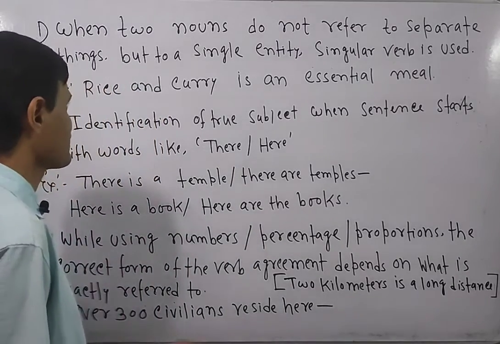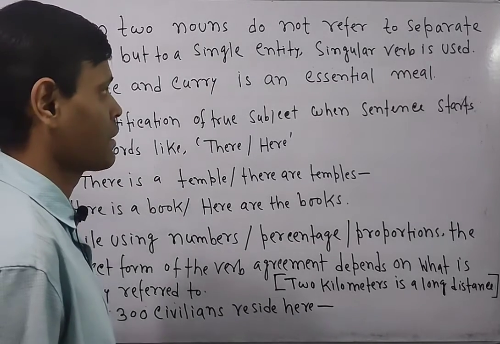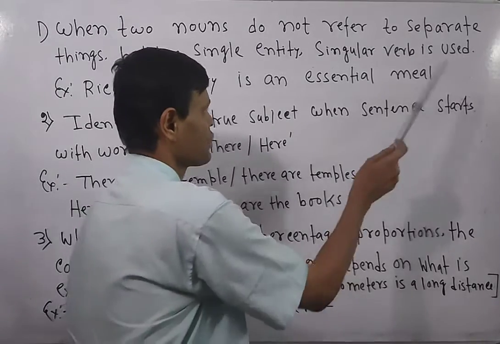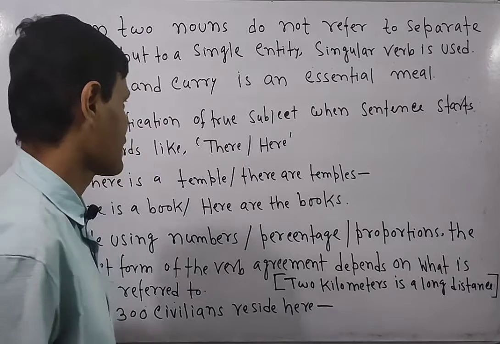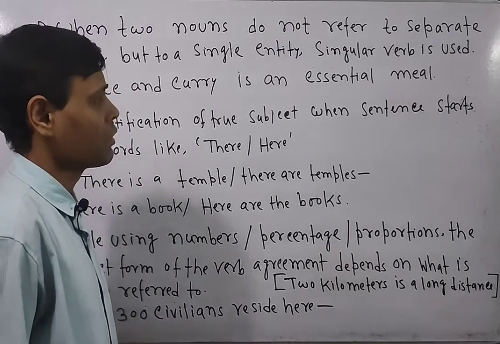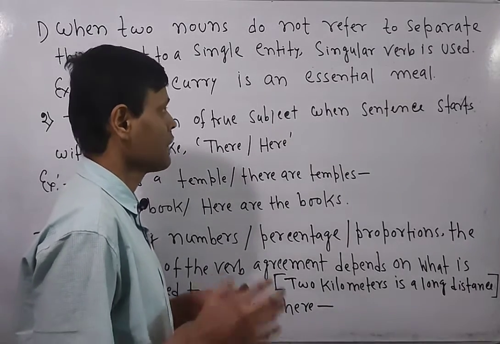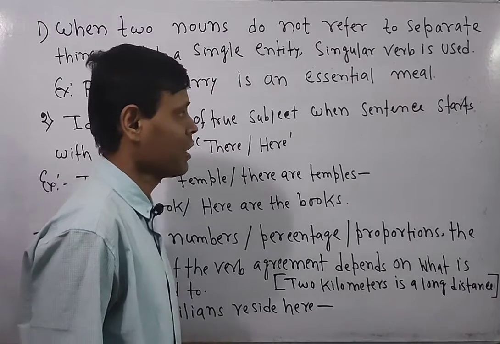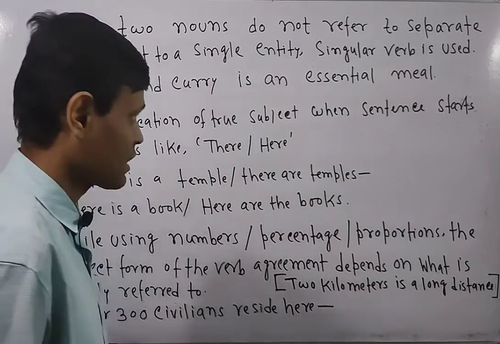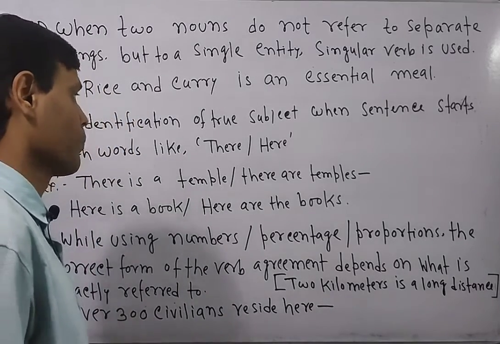For example, rice and curry, both are different but both indicate the same purpose or entity, that is essential meal. Rice and curry both are different from each other but still both symbolize a single entity, that is essential meal. So in such cases as this, the verb should be singular in form.